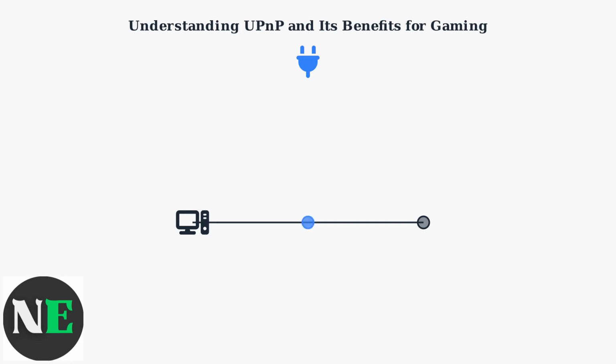UPnP automates port forwarding, opening necessary ports for games like Call of Duty or Fortnite, such as UDP 3074 for Xbox Live, without manual configuration. This simplifies the process compared to manual port forwarding, where you'd have to configure your router settings for specific ports. The benefits include a simplified setup and a better overall gaming experience with optimized connections.